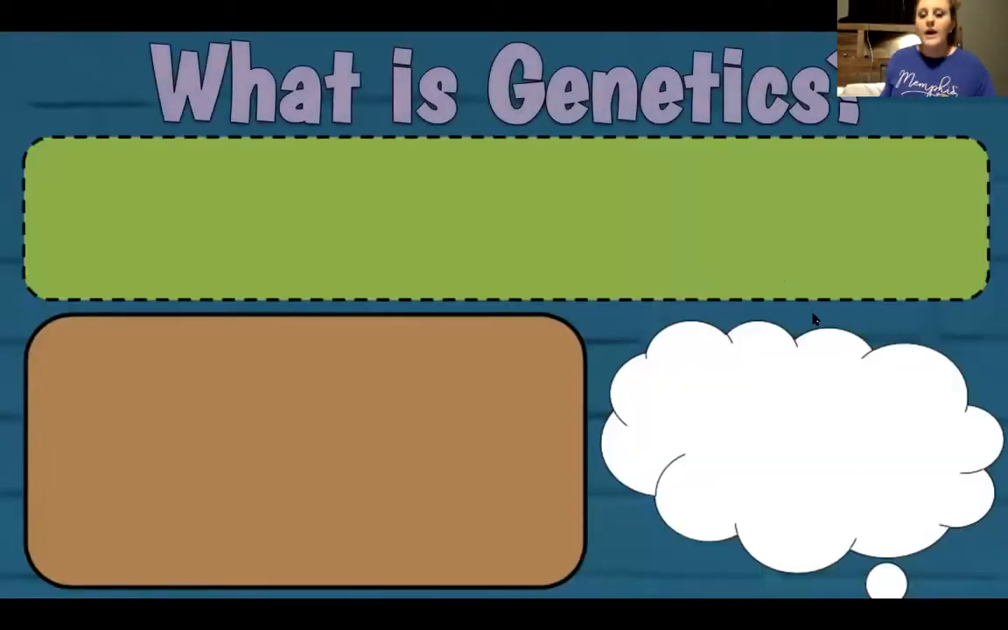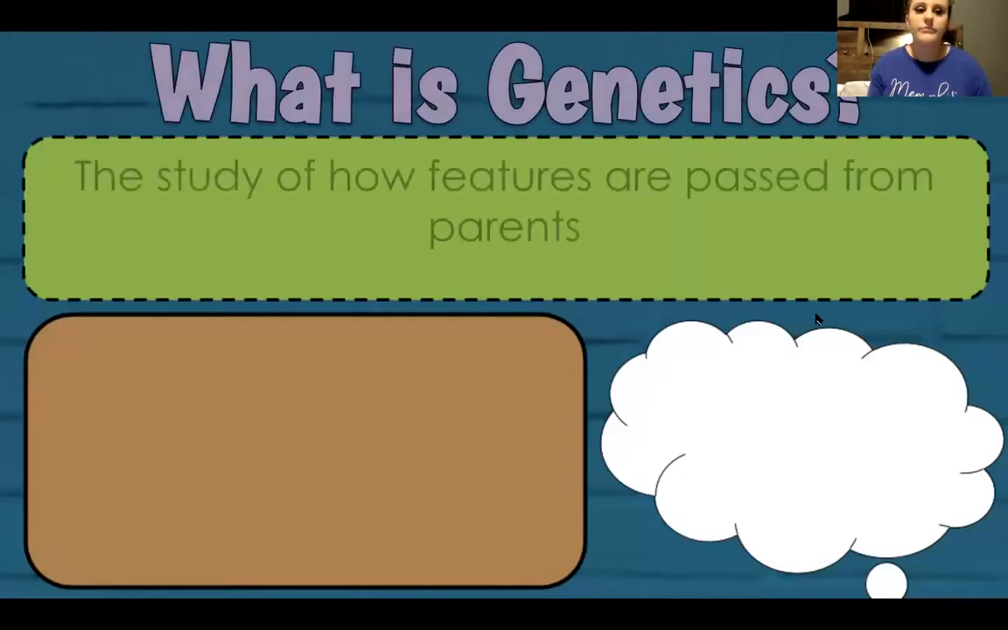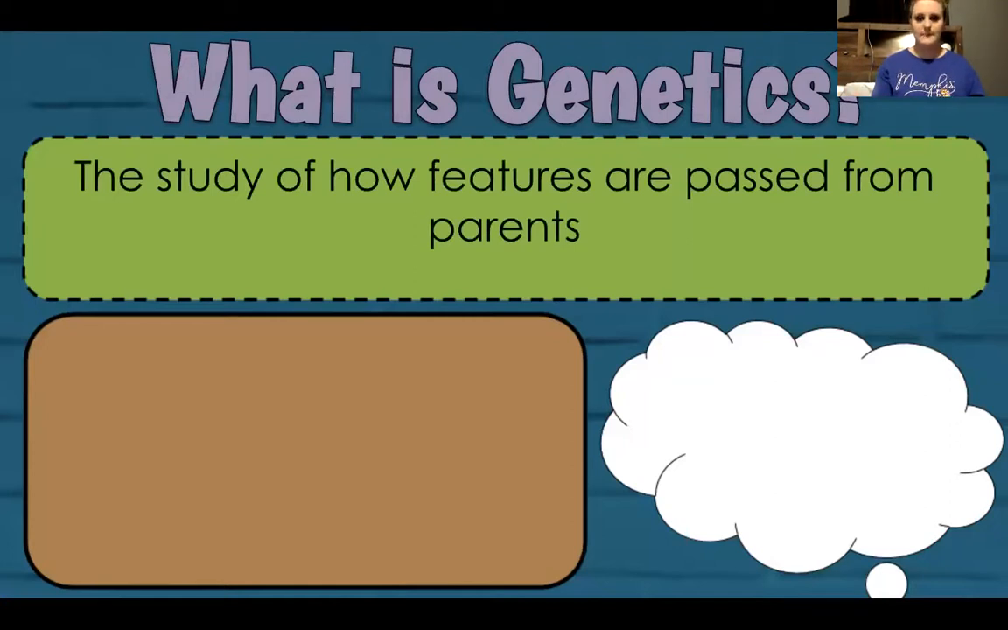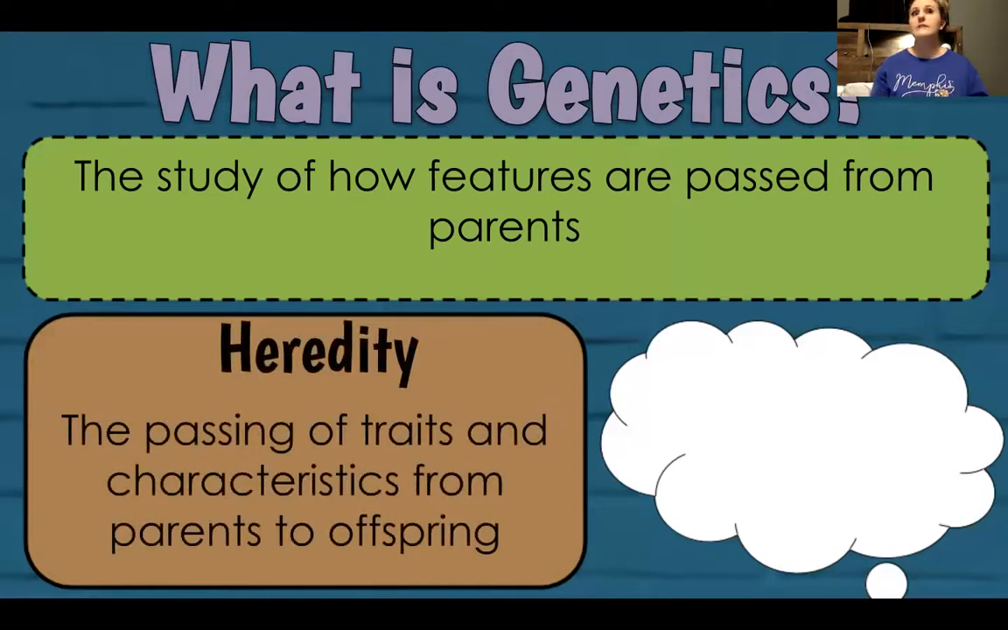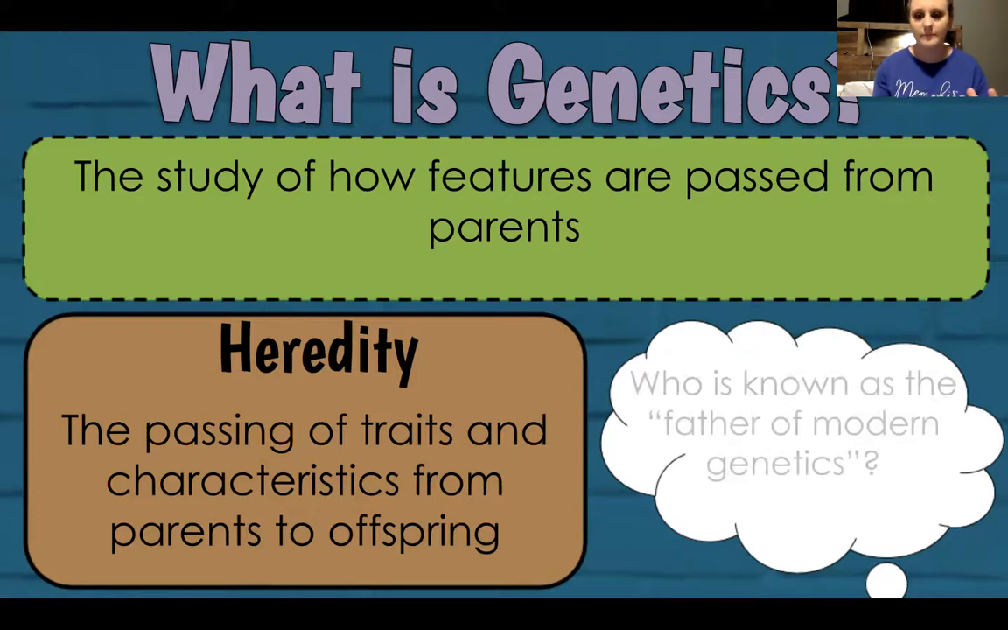Okay, so what is genetics? Genetics is the study of how features are passed from parents. Okay, so genetics is the study of what gets passed from your parents. Heredity is the passing of traits and characteristics from parents to offspring. So this is stuff that your parents pass to you. Like in my family, for example, we inherit blood clotting disorders. That's something that is passed down from generation to generation to generation. It's not something we choose or we learn after we're born. It's something that we get.